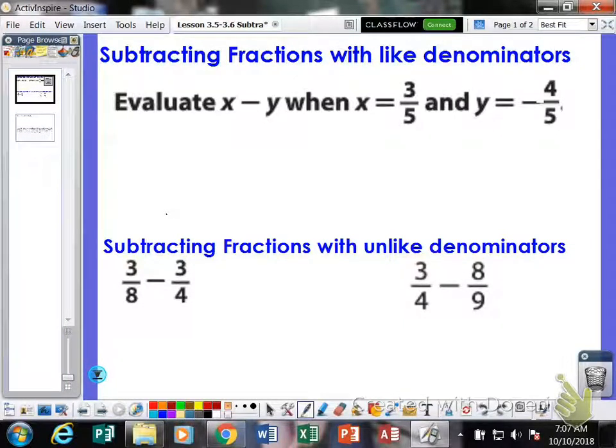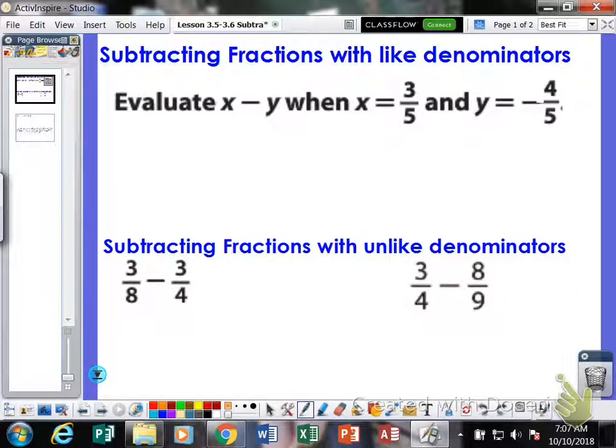In today's lesson, we are going to be subtracting fractions with like denominators and then subtracting fractions with unlike denominators. So it works the same as addition, except this time we're going to be subtracting. Remember, in order to add or subtract fractions, we must have a common denominator.